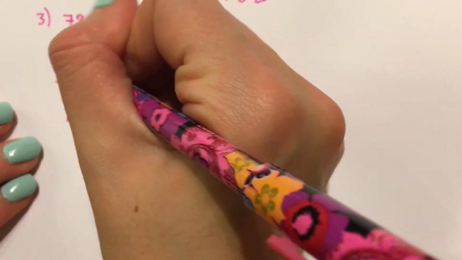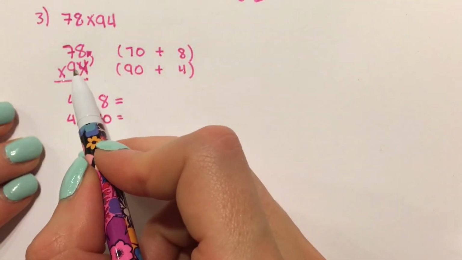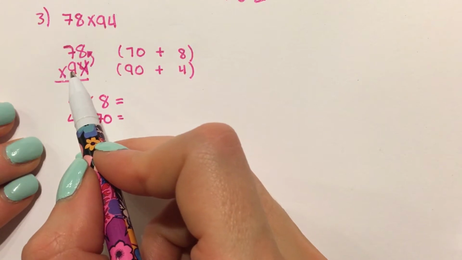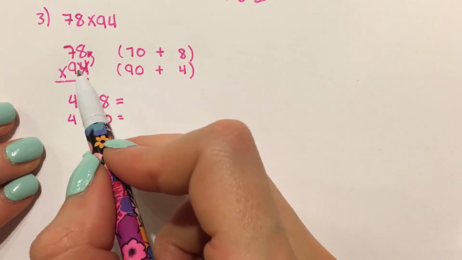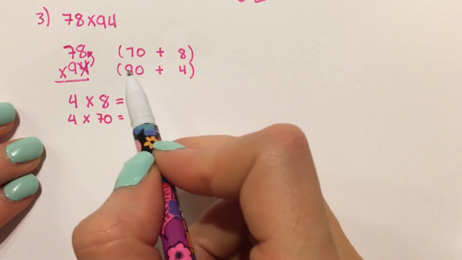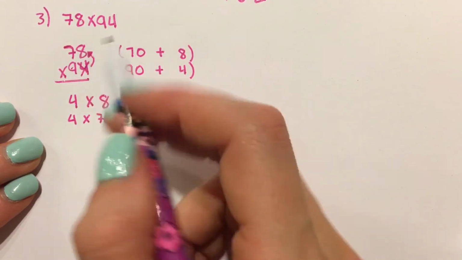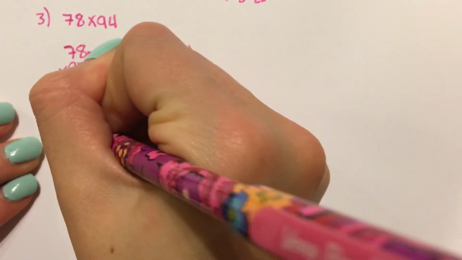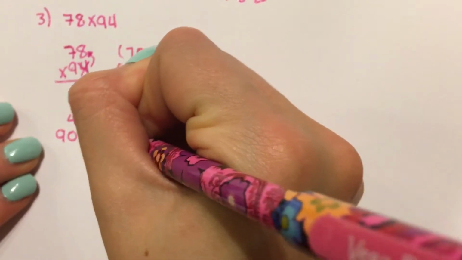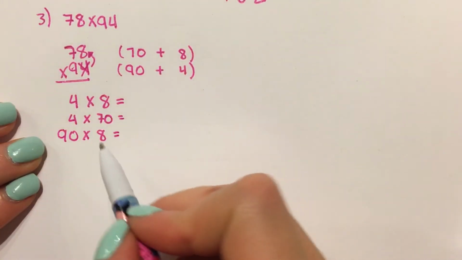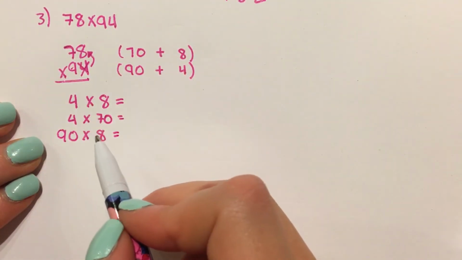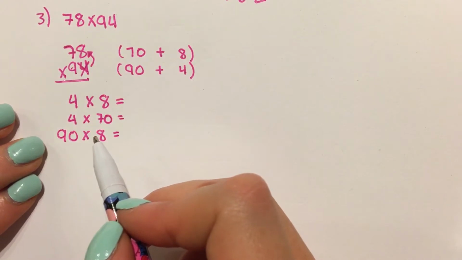Next up, I'm done with my ones. I can cross those out, move on to your tens. I have 90, remember, not 9, 90 times my ones, which is 8. So I should see 90 times 8 inside your notebooks. 90 times 8. If you made it this far, I'm going to go ahead and give you the first keyword.